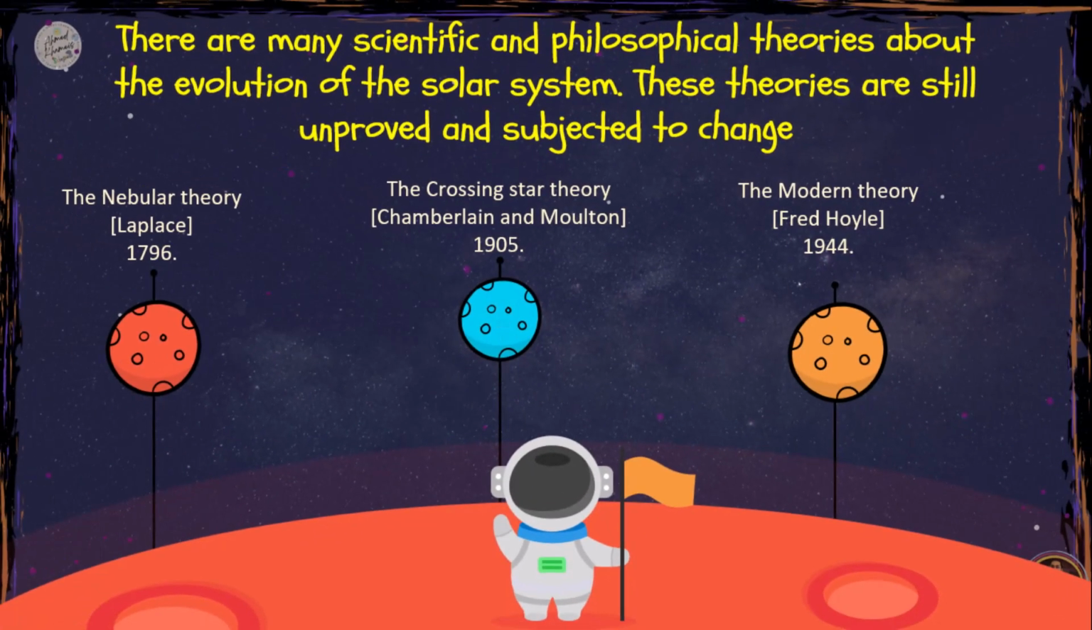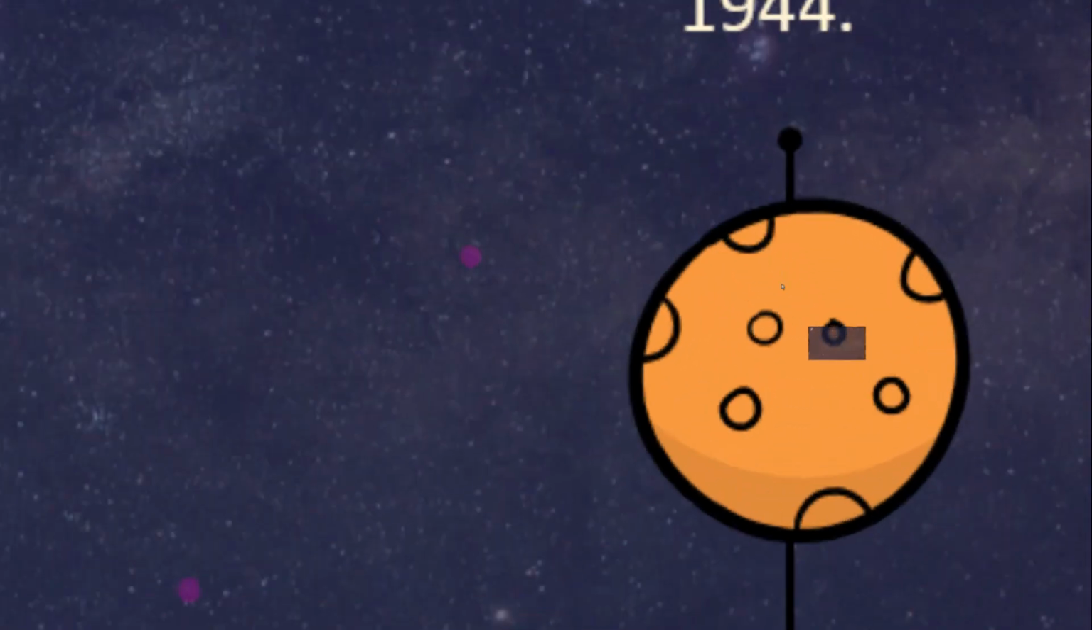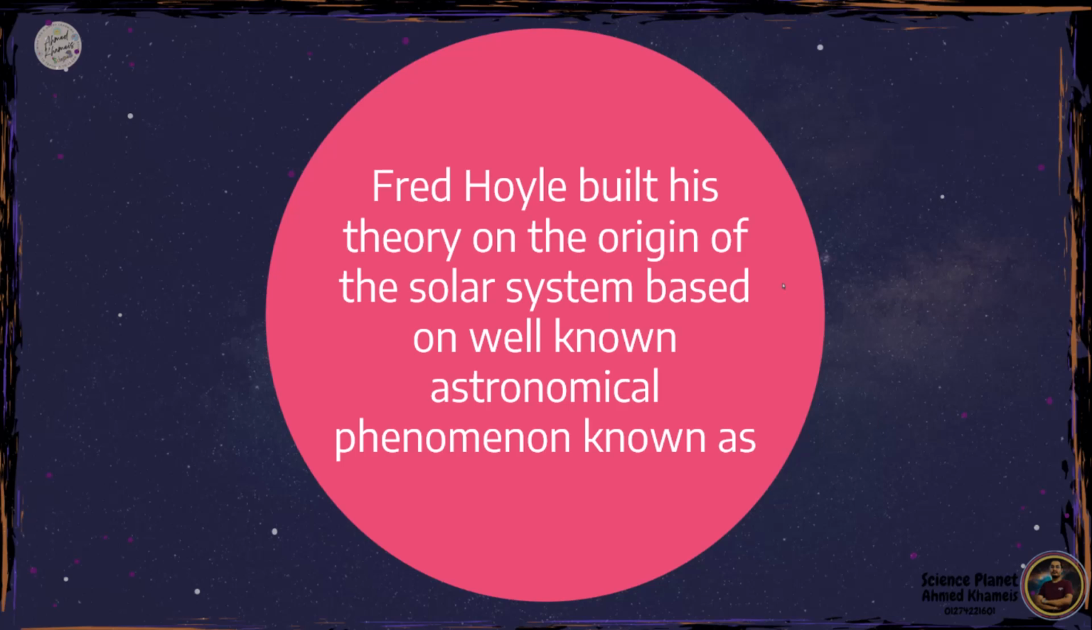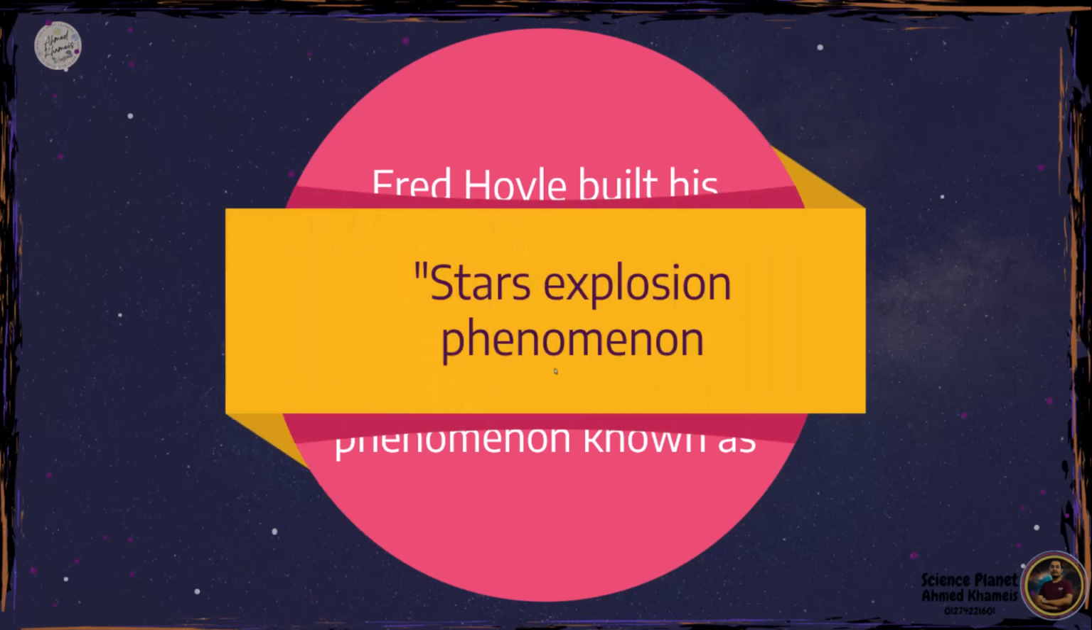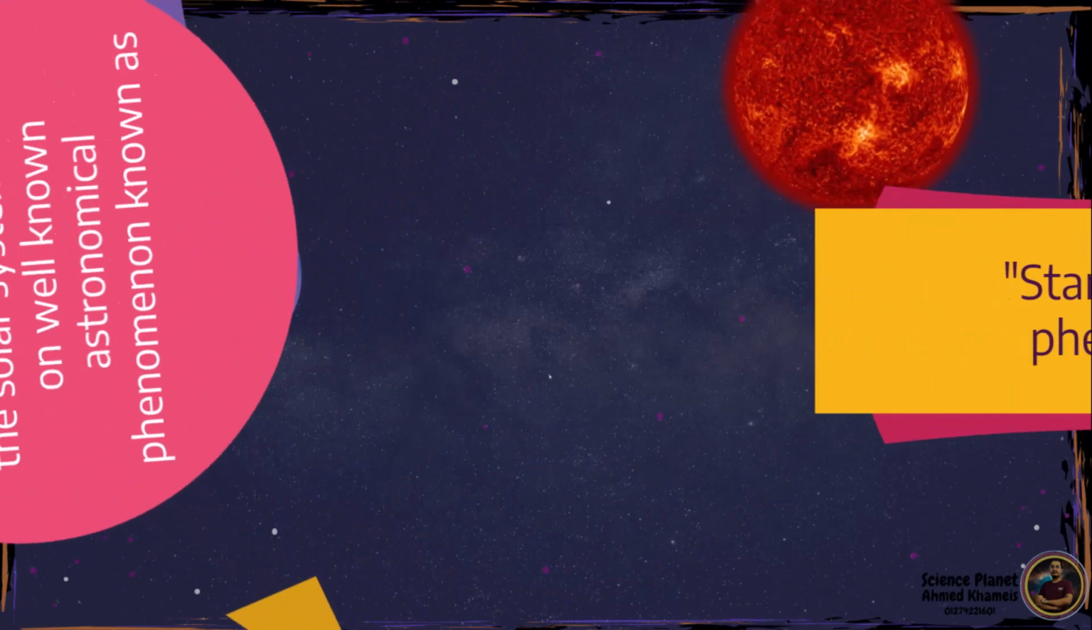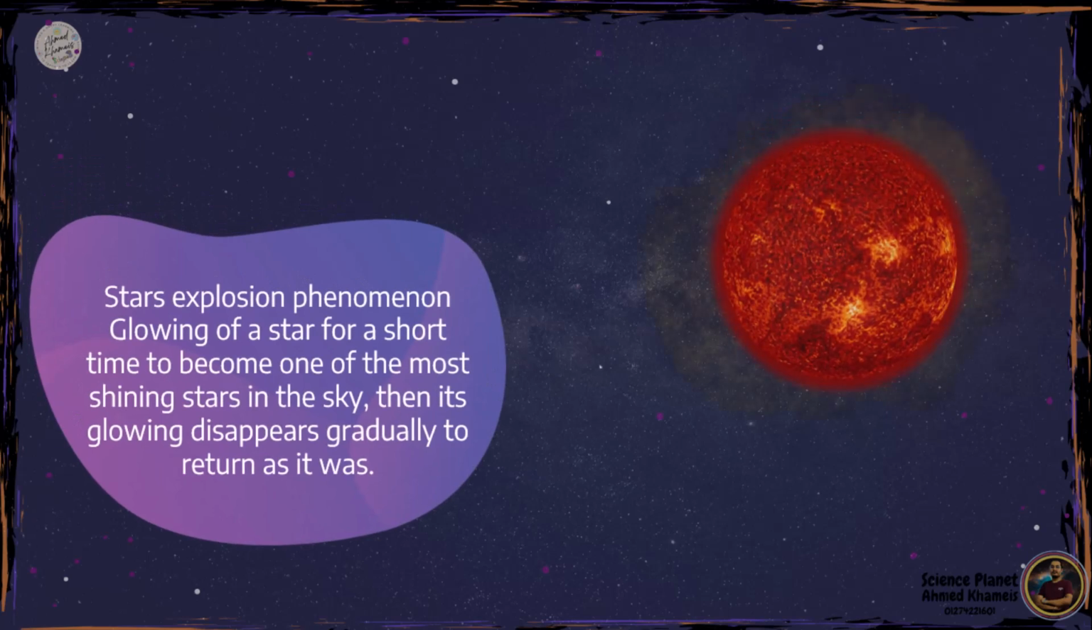Finally, the modern theory by Fred Hoyle in 1944. Fred Hoyle built his theory on the origin of the solar system based on a known astronomical phenomenon known as a star explosion. Sometimes a star gets more nuclear activity and explodes, increasing its shining and expelling some of its gases. In a star explosion, the star glows for a short time and becomes one of the most shining stars in the sky, then the glow disappears and it returns to its original state.